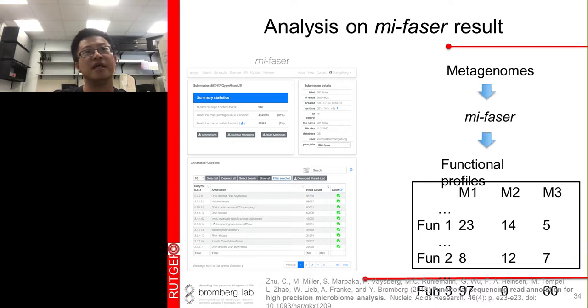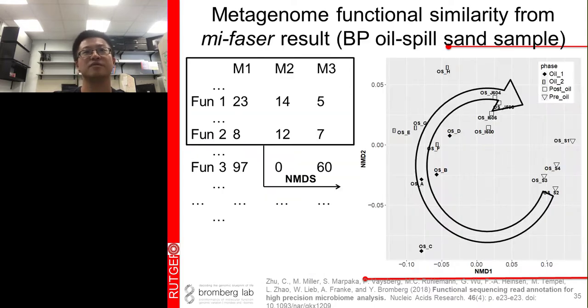Looks like this. And from there, we can actually do a lot of different analyses. So I'm going to give you some examples of what we have done on different samples. The first one I want to show you here is based on the BP oil spill sand data. I'm sure you heard about this.